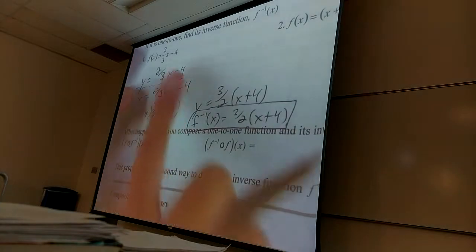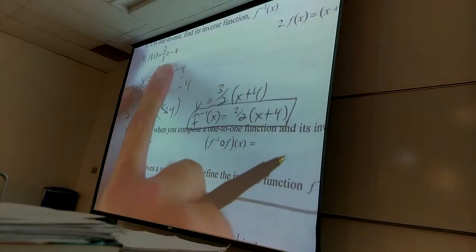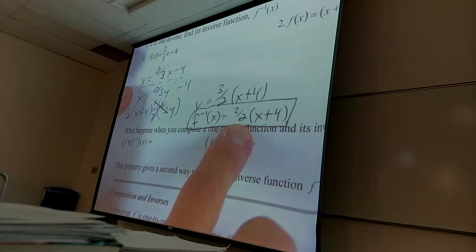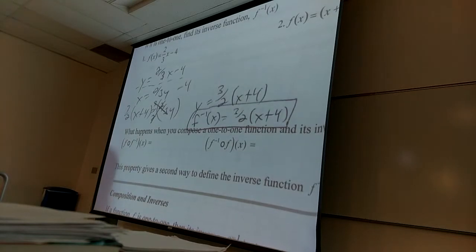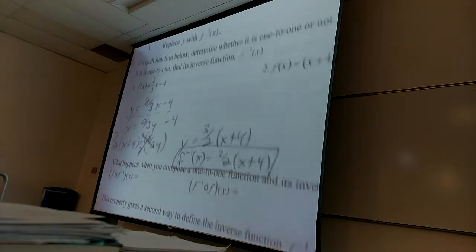So the original function subtracted 4, the inverse function adds 4. The original function multiplied by 2 over 3, right? Multiply by 2 divided by 3. This one multiplies by 3 divides by 2. They are opposite functions. It's too nice to believe. So just to really make you guys see what's happening.